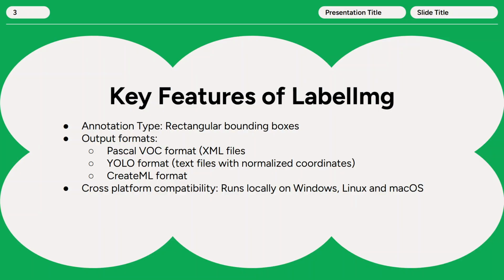The output formats are Pascal VOC format, which outputs an XML file, and YOLO format, which generates a text file with the normalized coordinates. We will use the YOLO format, and I'll show you how to take a look at the output text file once we annotate. The third format is the createML format. The main advantage of LabelImg is its cross-platform compatibility. It runs locally on Windows, Linux, and Mac OS.